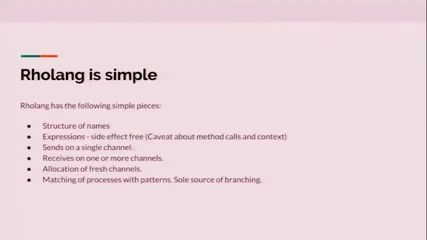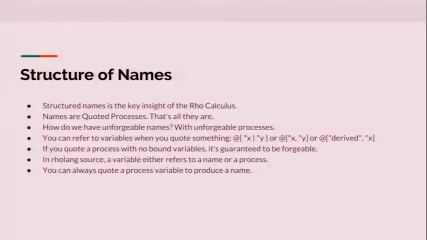If there's time, I can talk about how the structure of names allows us to do that in a way that works. You can allocate a fresh channel, which no one else has a handle on, and which can't be forged. And you can do pattern matching, and that is our sole source of flow control and branching, is the pattern matcher. We have syntax for if-else, but that devolves into a match expression with true and false. So it's just syntactic sugar.